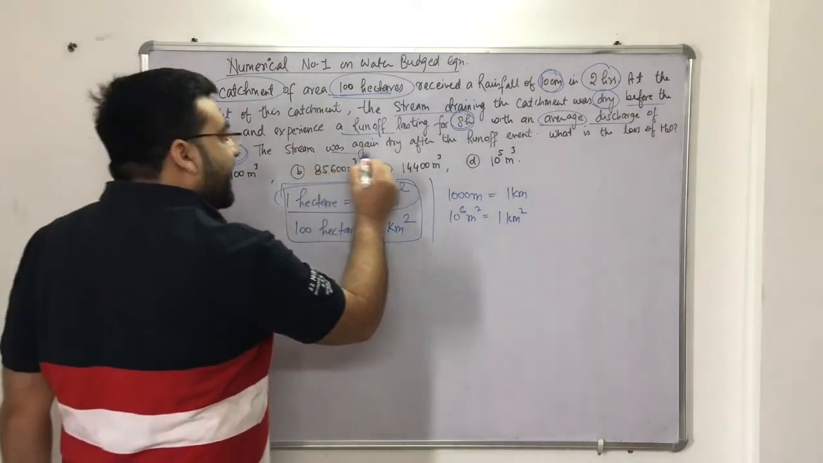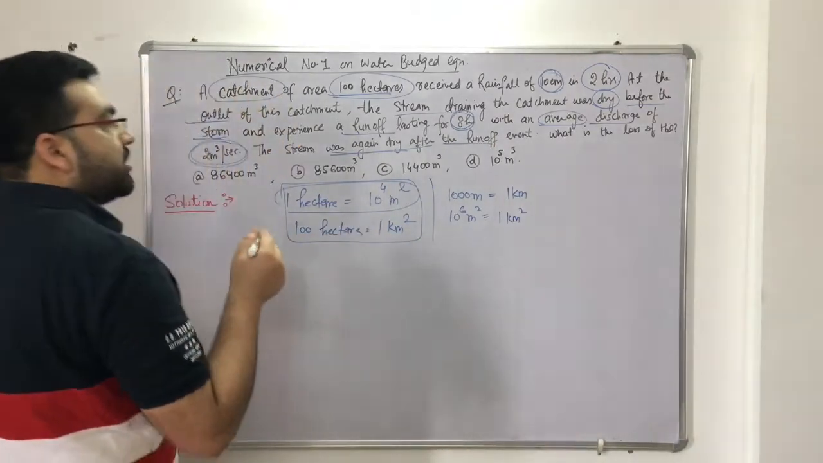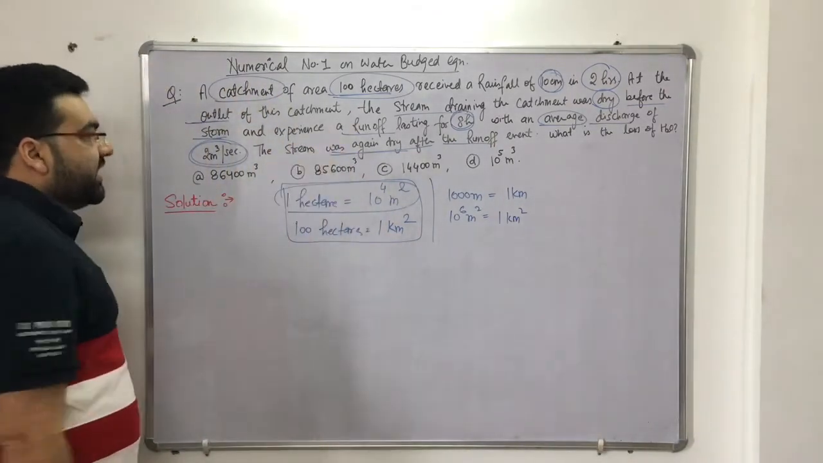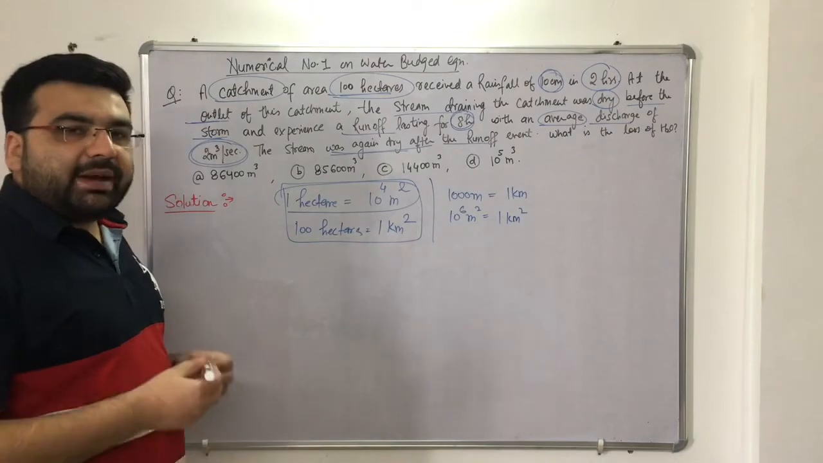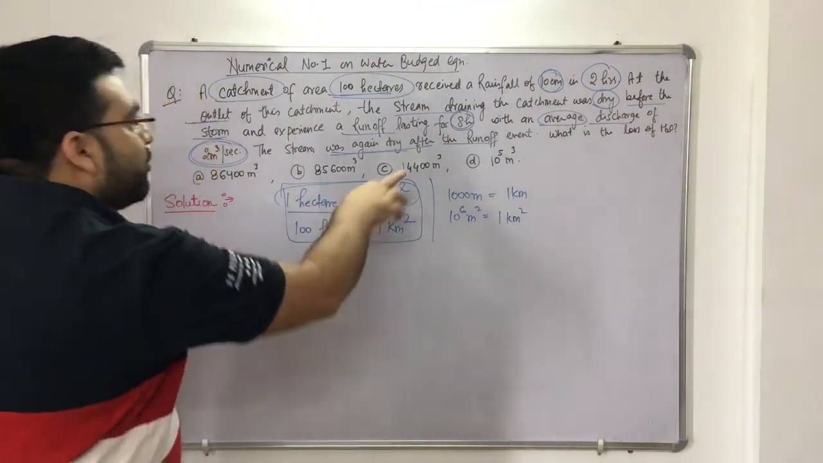The stream was again dry after the runoff, right? What is the loss of water? The 4 options are given. It is a very easy question. Just apply the water budget equation and you will get the answer. So let us apply the water budget equation. We have to calculate the losses.